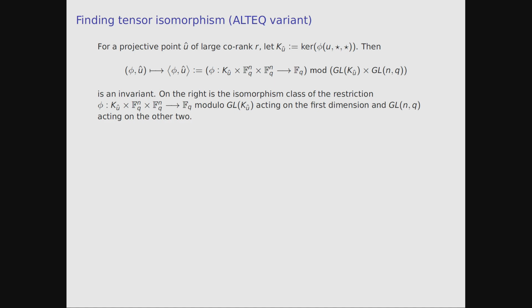So the invariant is going to be the restriction of the tensor, wherein the first dimension, it's restricted to the kernel of this kernel U. And the other two dimensions are as before. But the trouble is, now the invariant is not really a tensor, but the isomorphism class of a tensor modulo this group action where on the first dimension you have the symmetries of the kernel, and in the second and third dimensions it was as before.